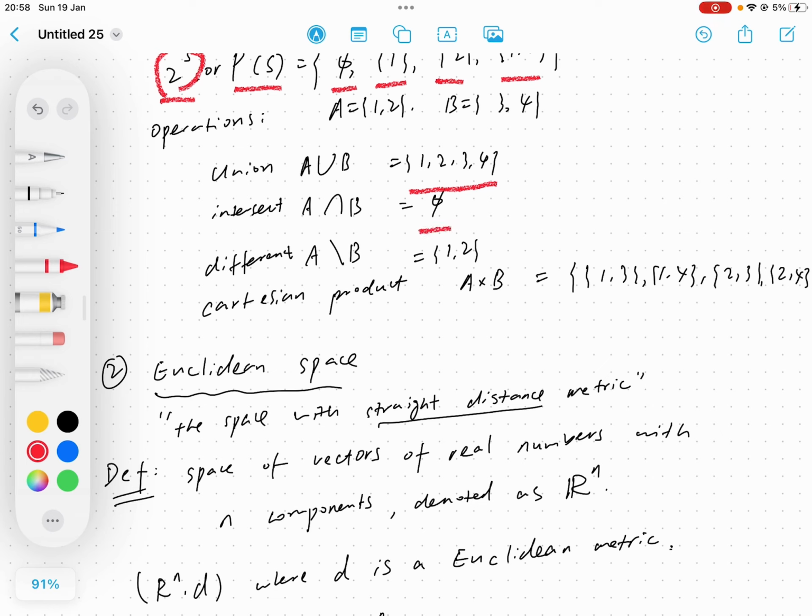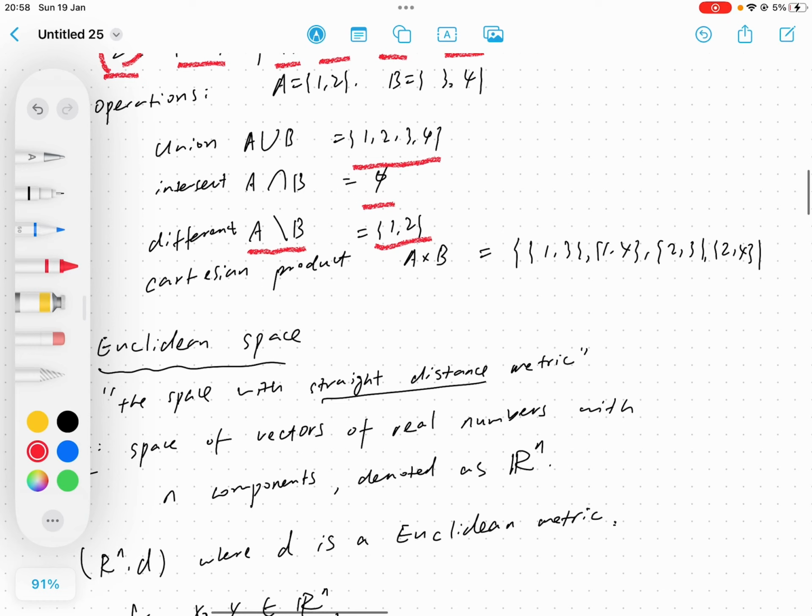And when we write A excluding B, or A minus B, this is just the difference between A and B, okay? Because we want to just remove the 3 and 4 from set A, but A doesn't have 3 and 4, right? So it's just still 1 and 2. Okay.